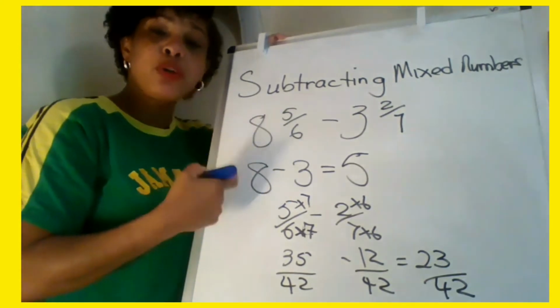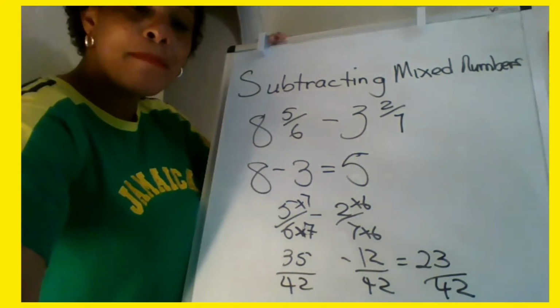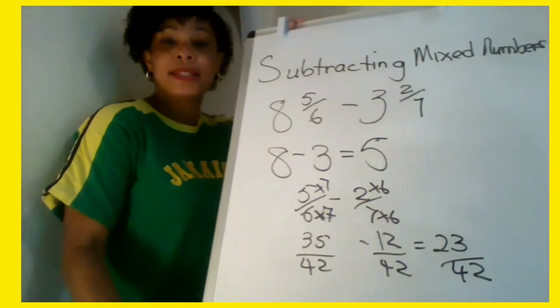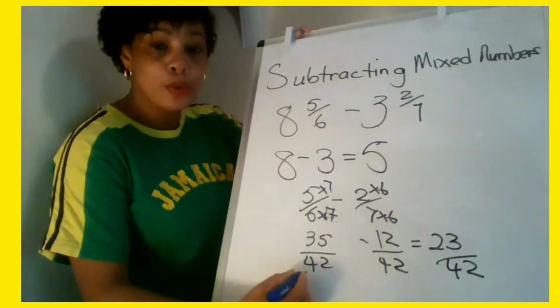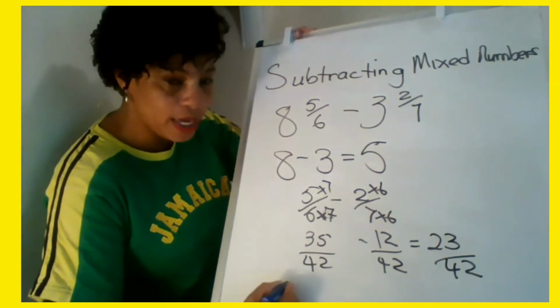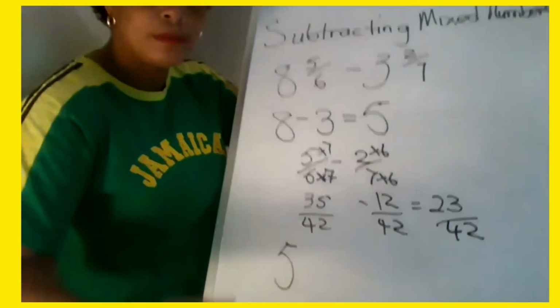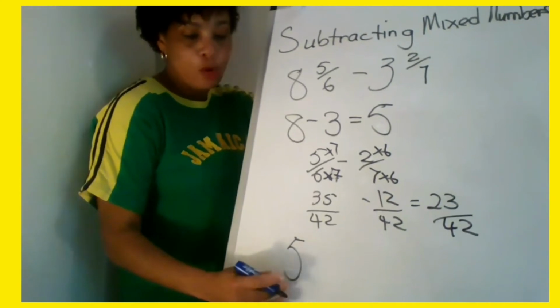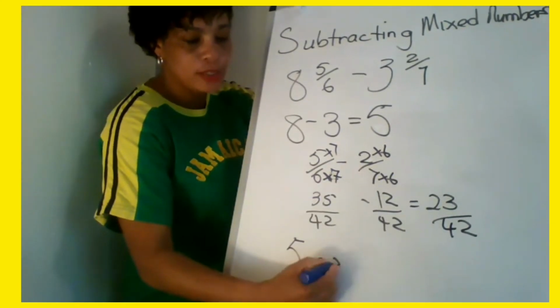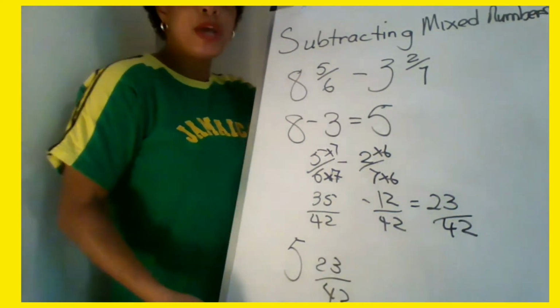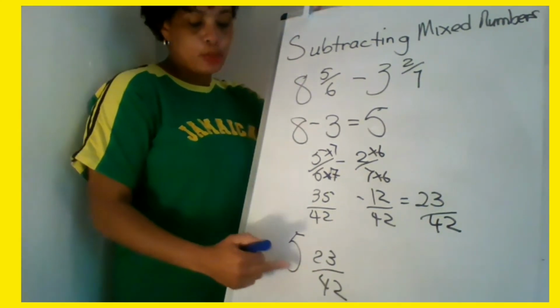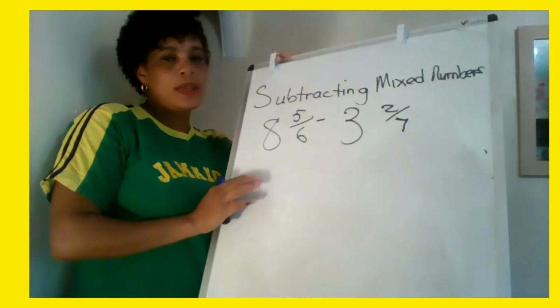Now, how much cake would Grandma have left? Remember that Grandma has 5 whole cakes there. So here, our Grandma would have left 5 whole cakes. She would have left 5 whole cakes plus the 23 out of 42. So Grandma would have 5 whole cakes plus the 23 out of 42.